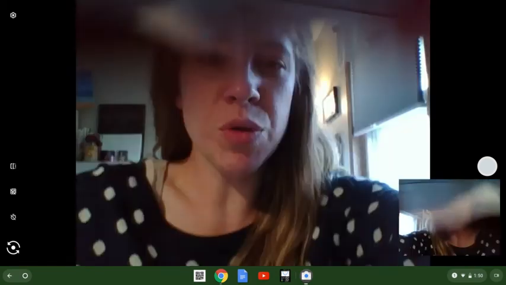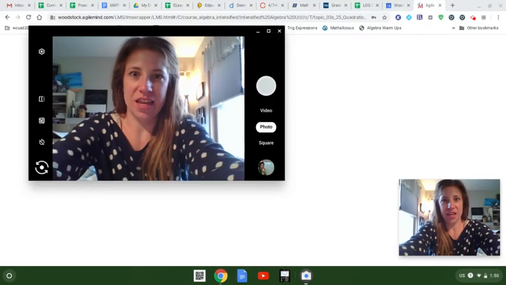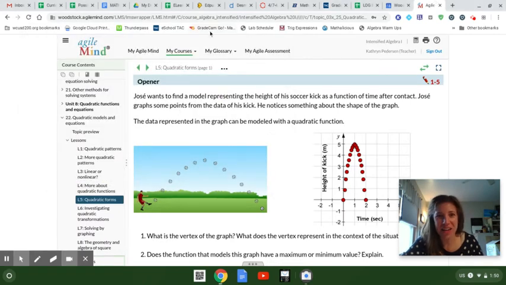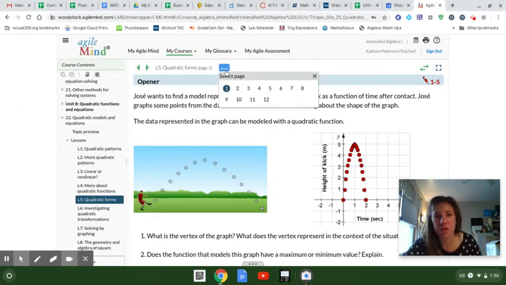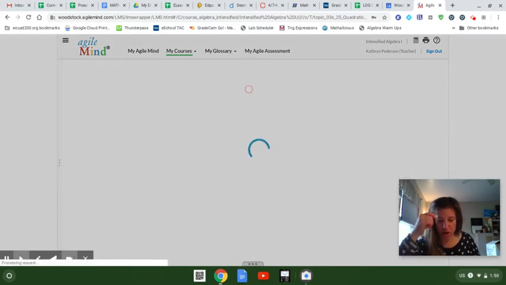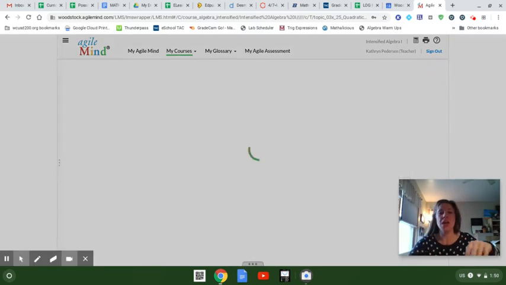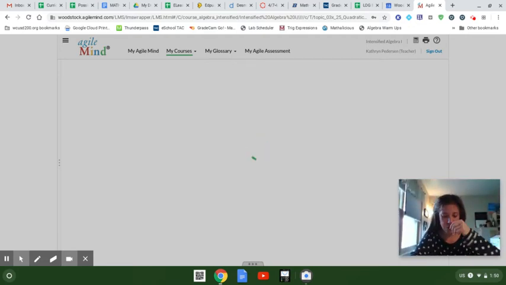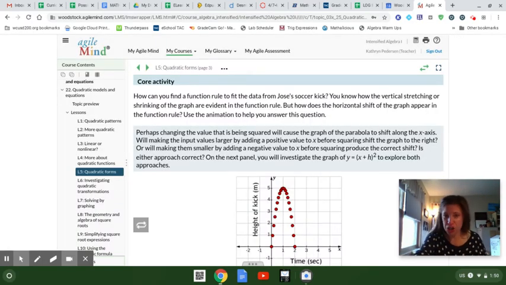So I'm going to flip my computer back over. And on your Agile Mind, hover over those 3 dotted lines, and we are going to go to page 3. And this will help us explore how does a graph of a parabola move left and right. In answering that, we are going to answer on the same page 269, questions 1, 2, and 3.